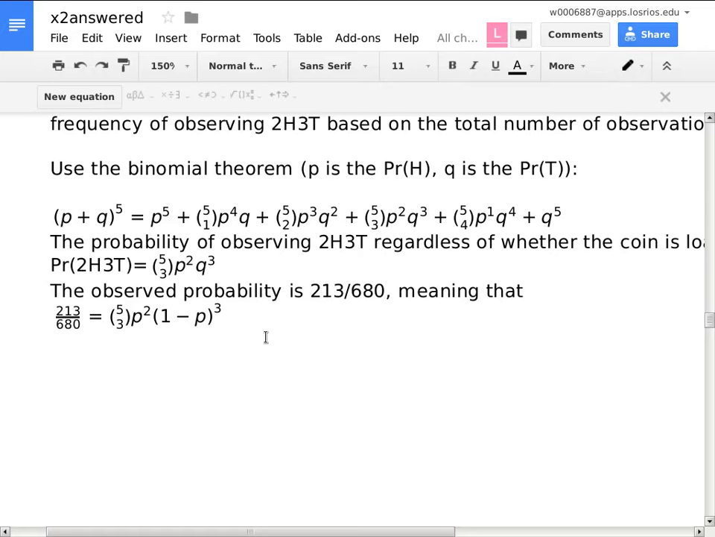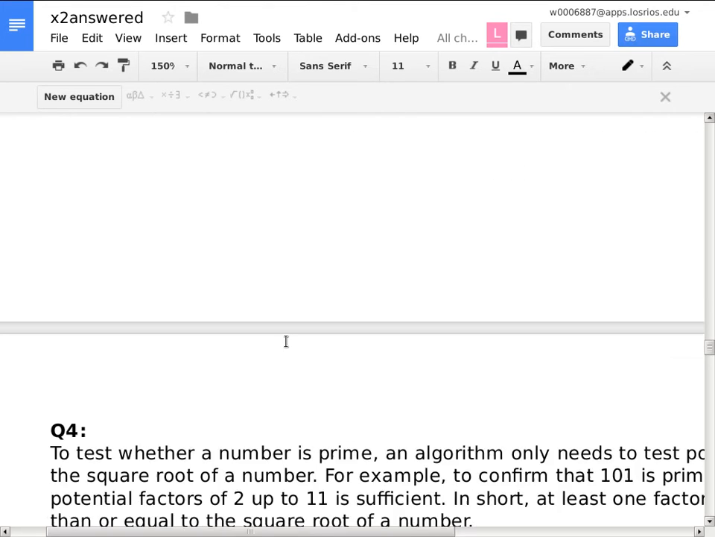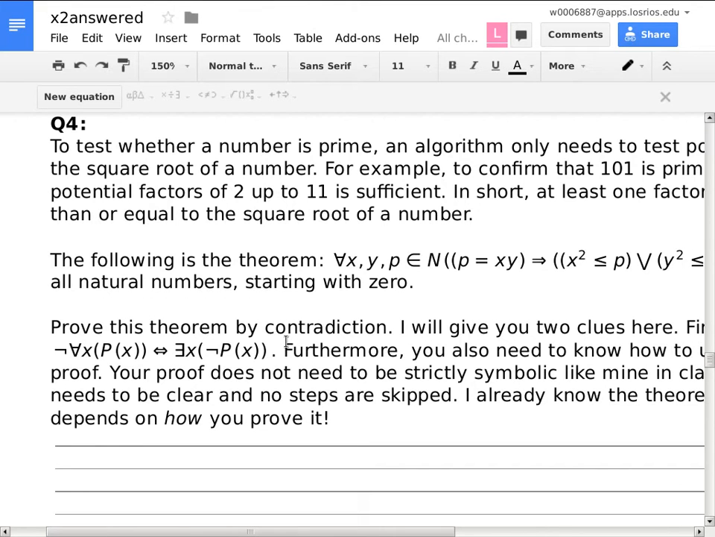So are there any questions about number 3? It's all good? Okay. Moving on to the last one, which is actually one of my favorite questions.